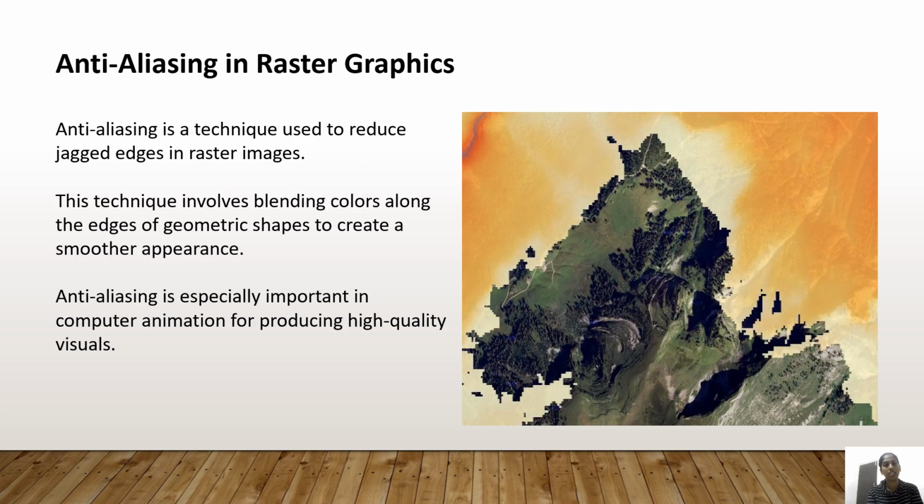Now anti-aliasing in raster graphics. Let us see what aliasing is. Aliasing is the appearance of jagged edges, meaning totally blurred edges in a pixel. Anti-aliasing is the removal of these jagged edges in the pixel. So anti-aliasing is a technique used to reduce the jagged edges in raster images. The technique involves blending colors along the edges of geometric shapes to create a smoother appearance. Anti-aliasing is especially important for producing high quality visuals.